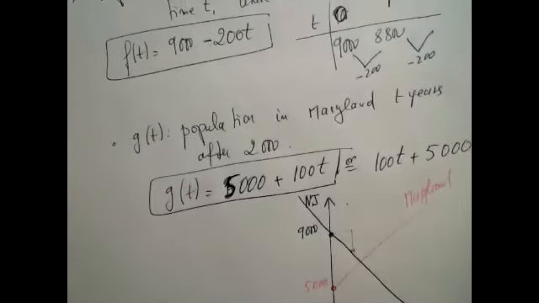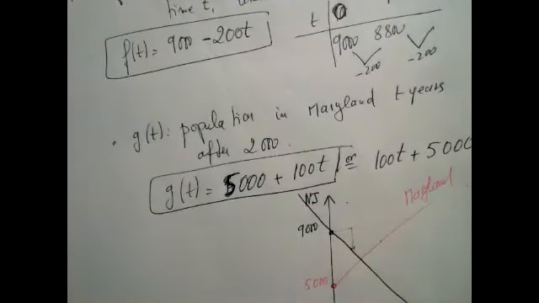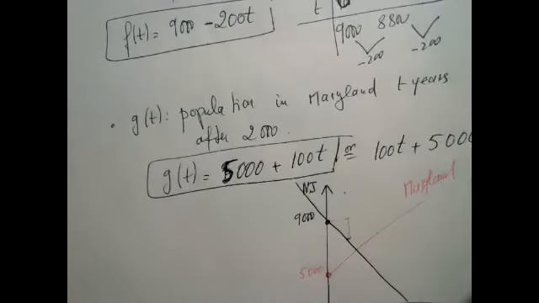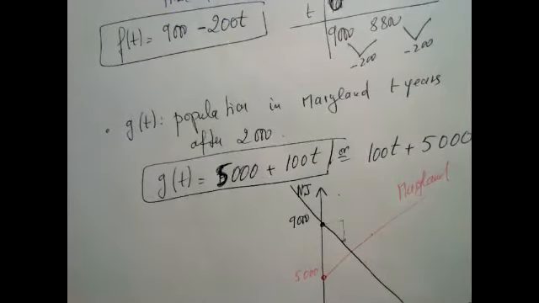So how do you want me to solve this problem? Back to you. I drew the picture, and now I go back to you. How do I know when Maryland will start having more people? Anybody? Okay, it's when g of t is larger than f of t.